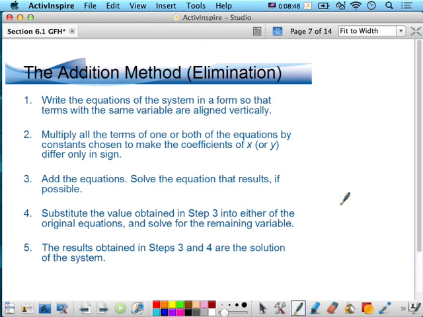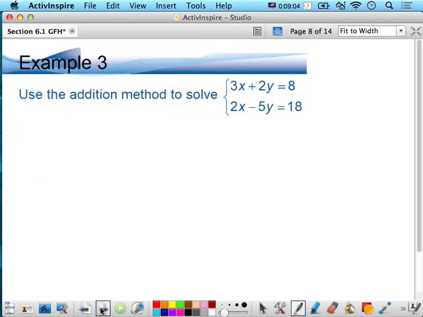You can take that ordered pair, you know one of the coordinates, and you can take that coordinate and substitute it back into either of the original equations and solve for the remaining variable. Then you'll know both coordinates and you'll know the final ordered pair. Let's take a look at an example.